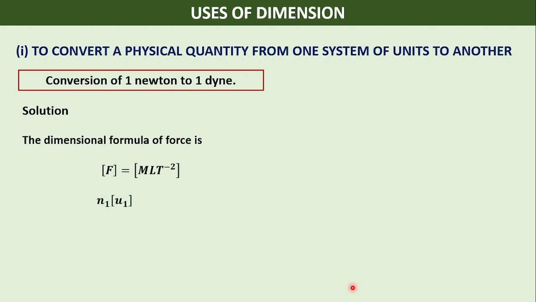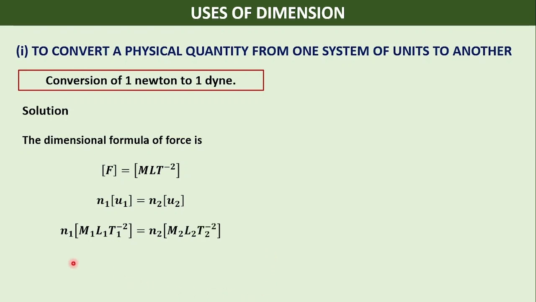So n1 u1 equals n2 u2. n1 is the value of force in first system. u1 is the dimensional formula of force in the first system. n2 is the value of force in second system. u2 is the dimensional formula of force in second system. So let us substitute: n1 m1 l1 t1^-2 equals n2 m2 l2 t2^-2.